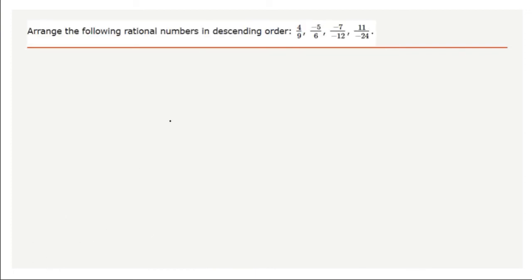Next question is to arrange in descending order. They have given 4 different rational numbers. Out of these 4 different rational numbers, look at them, 2 of them are positive. 4 by 9 and minus 7 by 12, they are positive. So not to have confusion, let's rewrite with the denominators as positive and then find the least common multiple of the denominators.